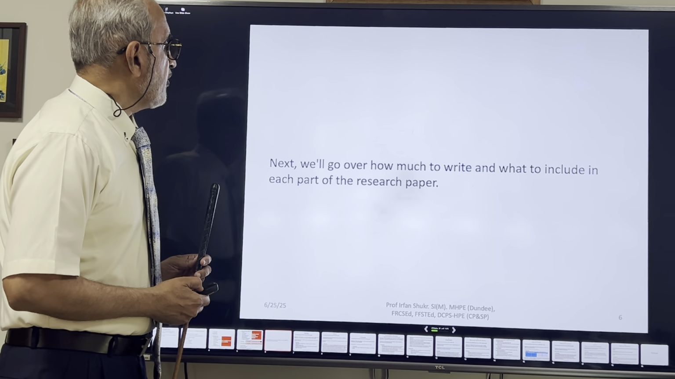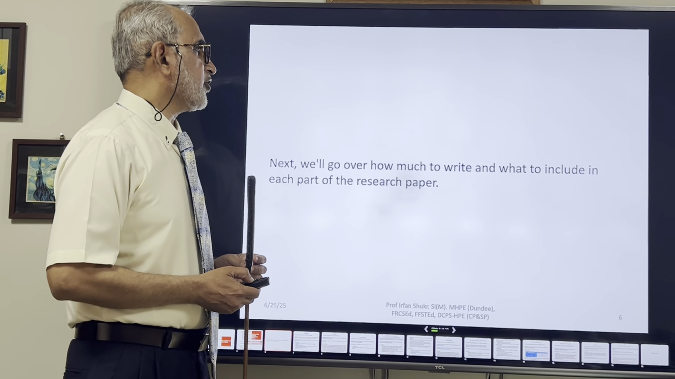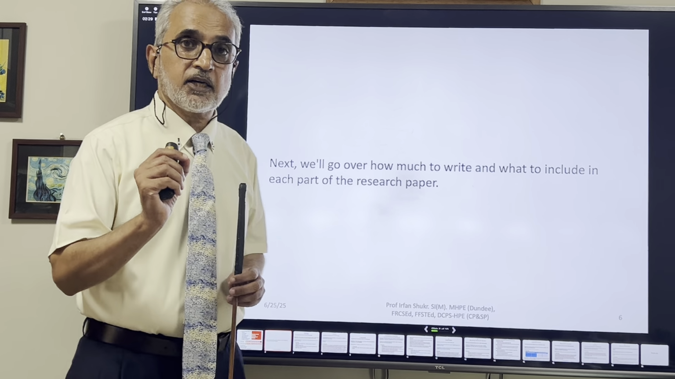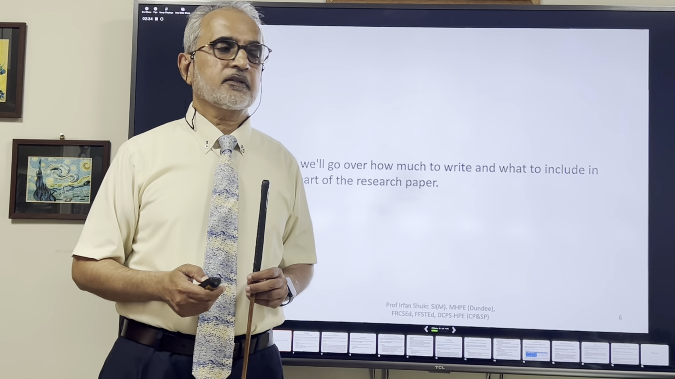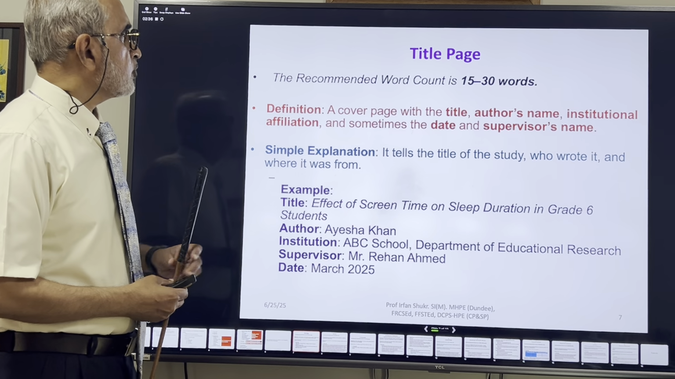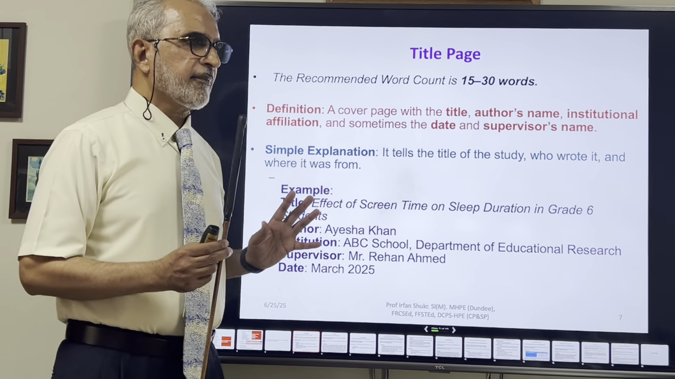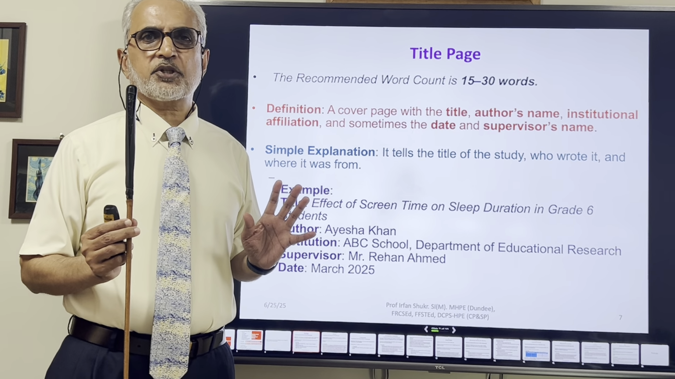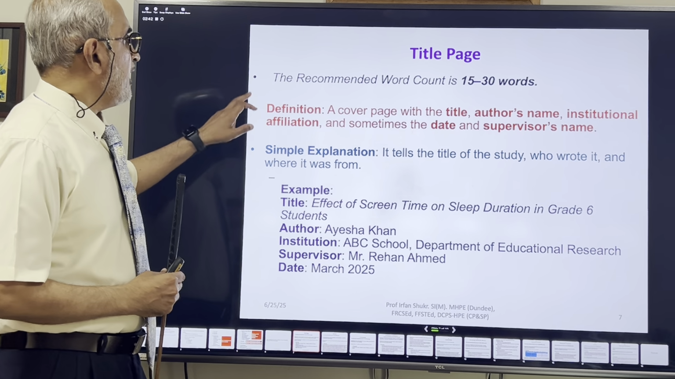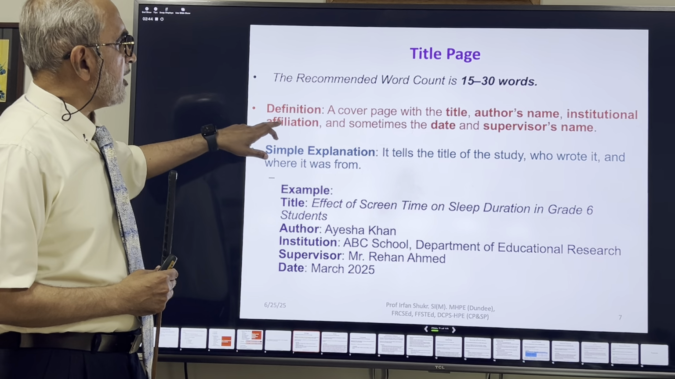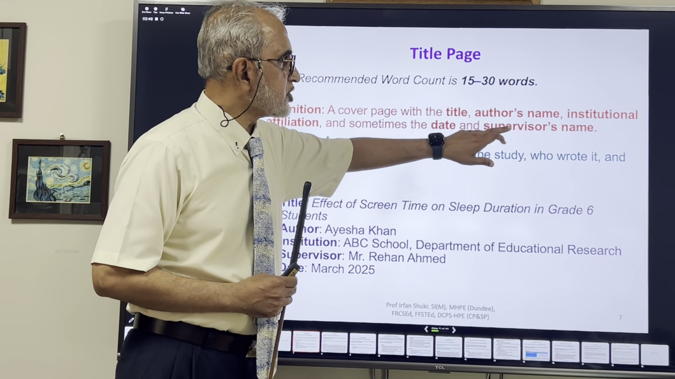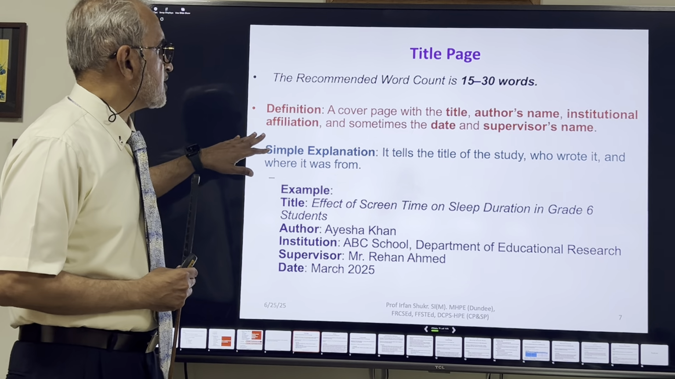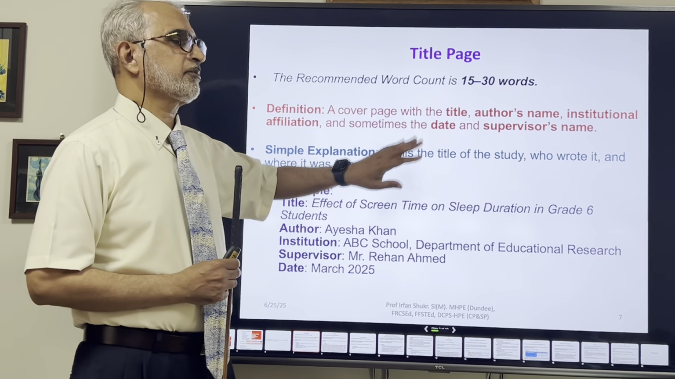So next, we will go over how much to write and what to include in each part of the research paper when we are finalizing our manuscript. If you see the title page, the recommended count is 15 to 30 words. A cover page is defined as a page with the title, author's name, institution affiliation, and sometimes the date and supervisor's name.